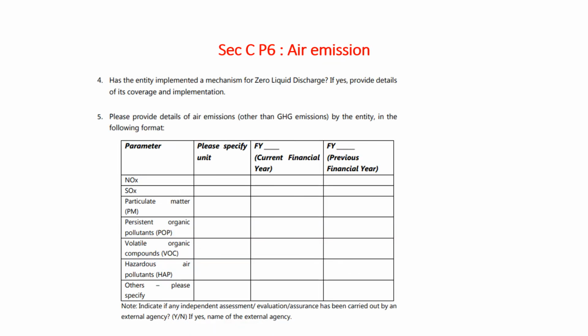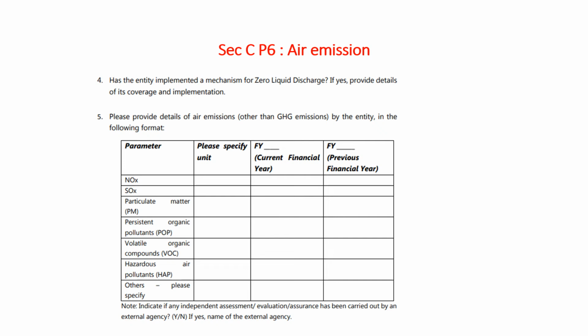Next is about air emission. So in this part, the question is about, has the entity implemented a mechanism for zero liquid discharge? If yes, provide details. Meaning, what is zero liquid discharge is whatever liquid has been used and whatever has been treated, they must be treated and disposed or treated and reused.